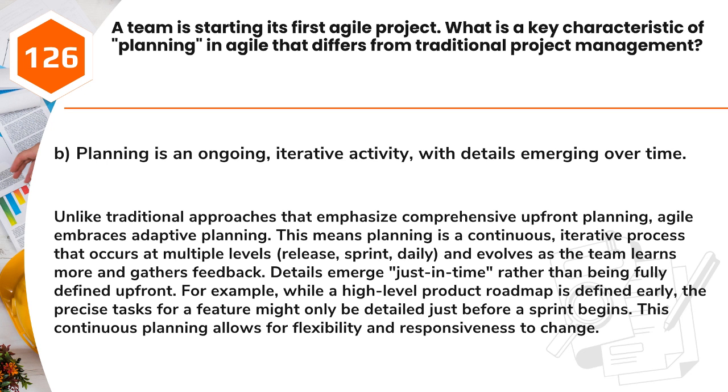Answer: B. Planning is an ongoing, iterative activity, with details emerging over time. Unlike traditional approaches that emphasize comprehensive upfront planning, Agile embraces adaptive planning. This means planning is a continuous, iterative process that occurs at multiple levels: release, sprint, daily, and evolves as the team learns more and gathers feedback. Details emerge just in time rather than being fully defined upfront.